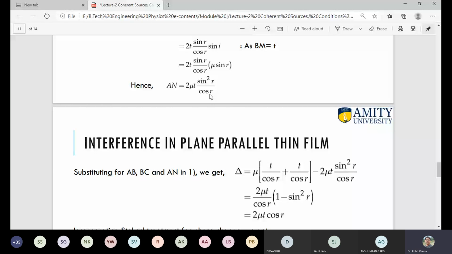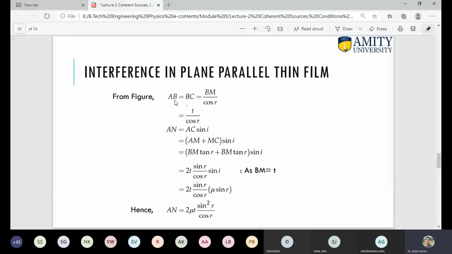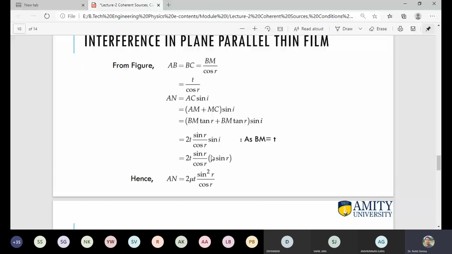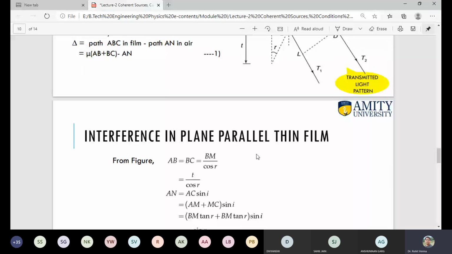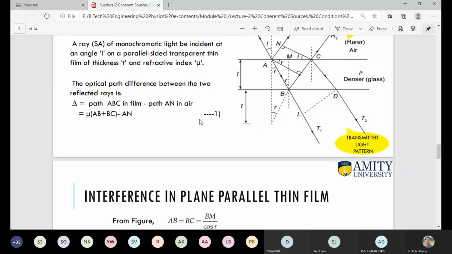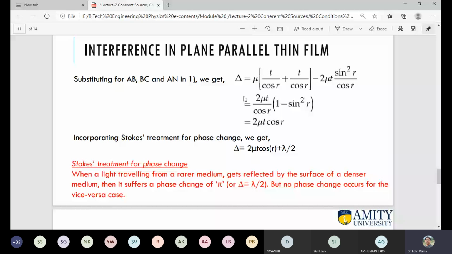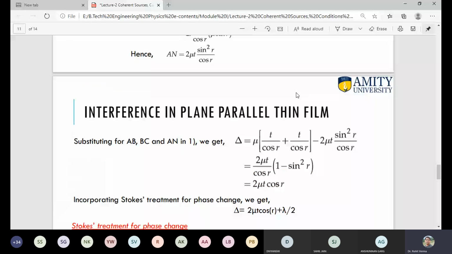Now you have calculated the values of AB, BC, and AN. If you put all these values in equation 1, then you will get delta is equal to mu times T upon cos R, AC and BC you have calculated, it is T upon cos R, and this AN you have calculated, 2 mu T sine square R upon cos R. If you simplify it, then you get 2 mu T cos R.